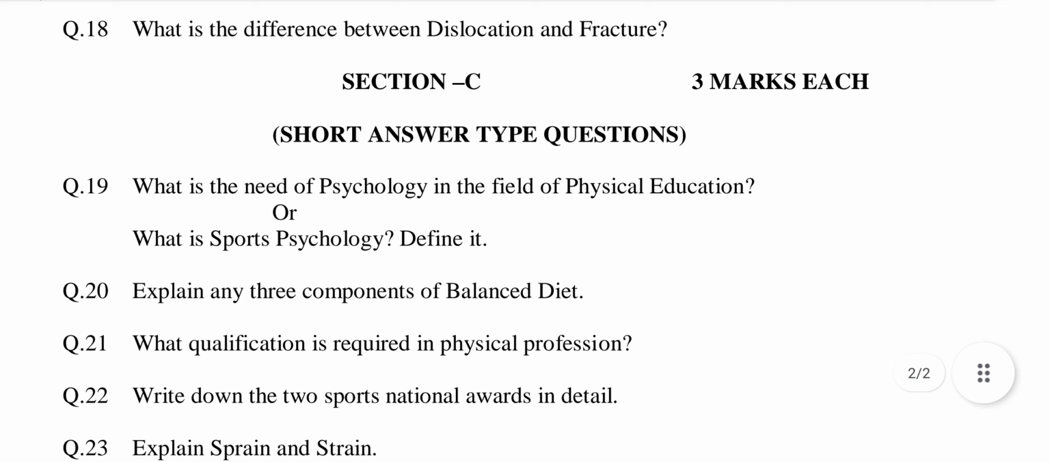Question number 18. What is the difference between dislocation and fracture? This question is related to chapter number 10, common sports injuries and rehabilitation. The differences between dislocation and fracture are as under. First of all, dislocation. Number 1, a dislocation is an injury to a joint.